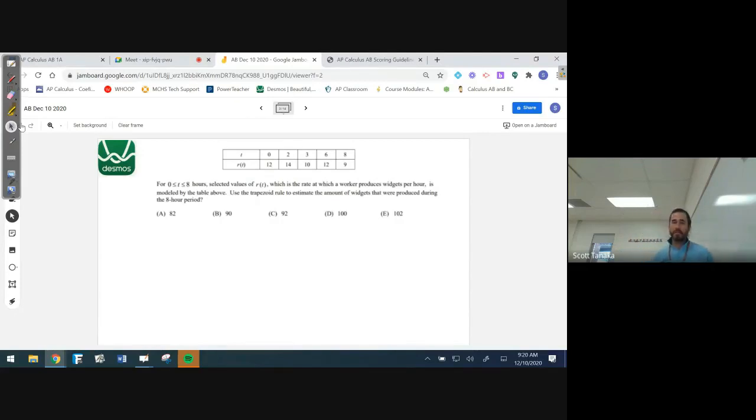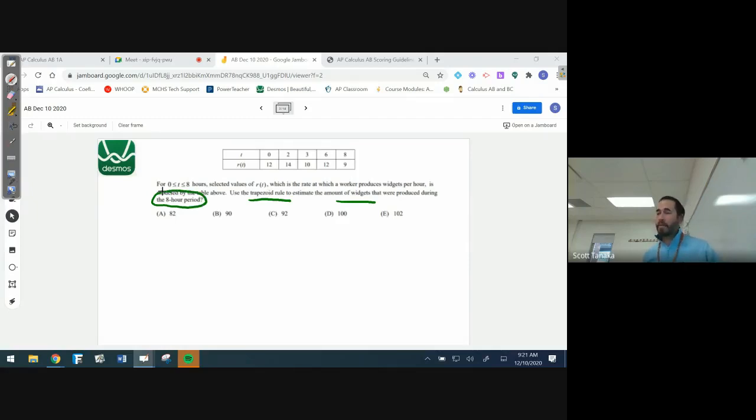All right, here's a question. They gave me a table. And in this table, they're asking me one of these questions: LRAM, RRAM, MRAM, or the trapezoidal rule. AP loves to use tables. This question here, if you read very, very carefully, asks you to use the trapezoidal rule to estimate the amount of widgets. Well, R of T stands for widgets per hour. T stands for hour. So if I find the area of widgets per hour times hour, it gives me the total widgets.